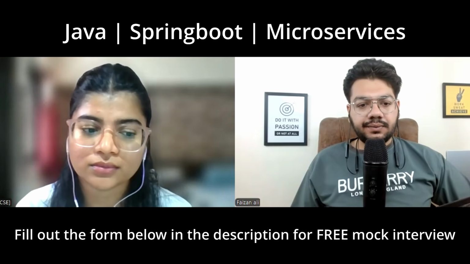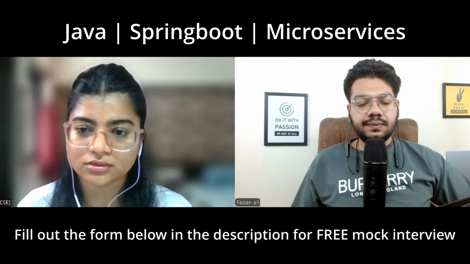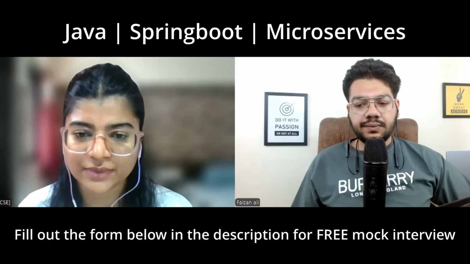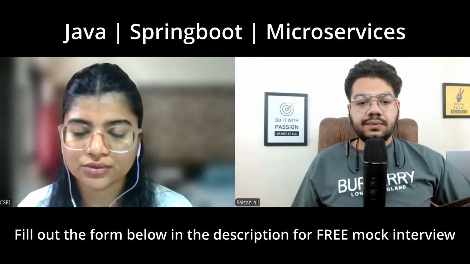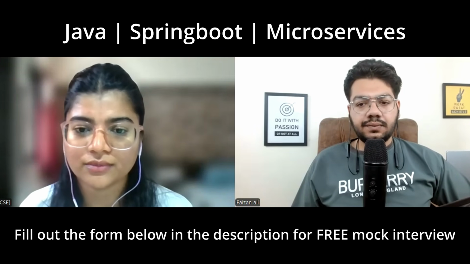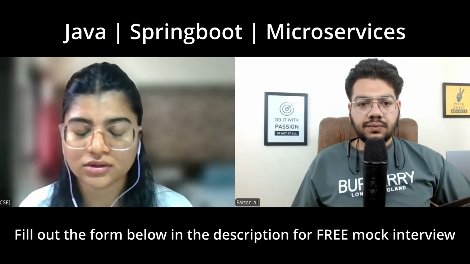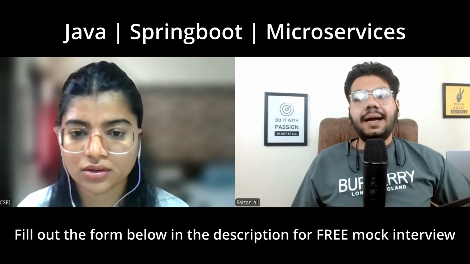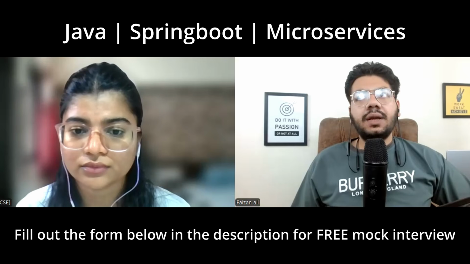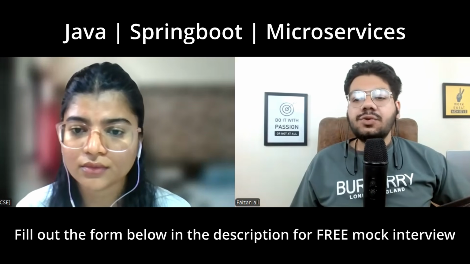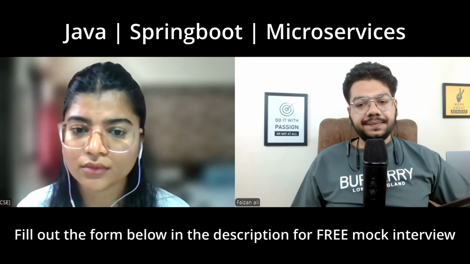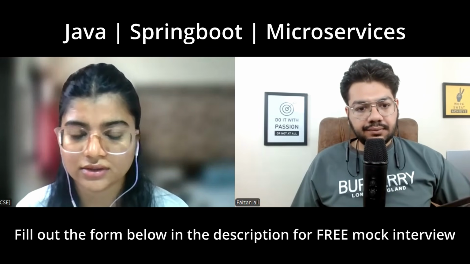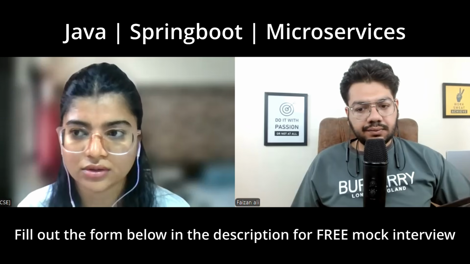The REST controller annotation tells Spring that this is a REST application, to create a REST API. Okay, got it. And what are the HTTP status codes and methods we have? HTTP methods are get, post, put, delete.